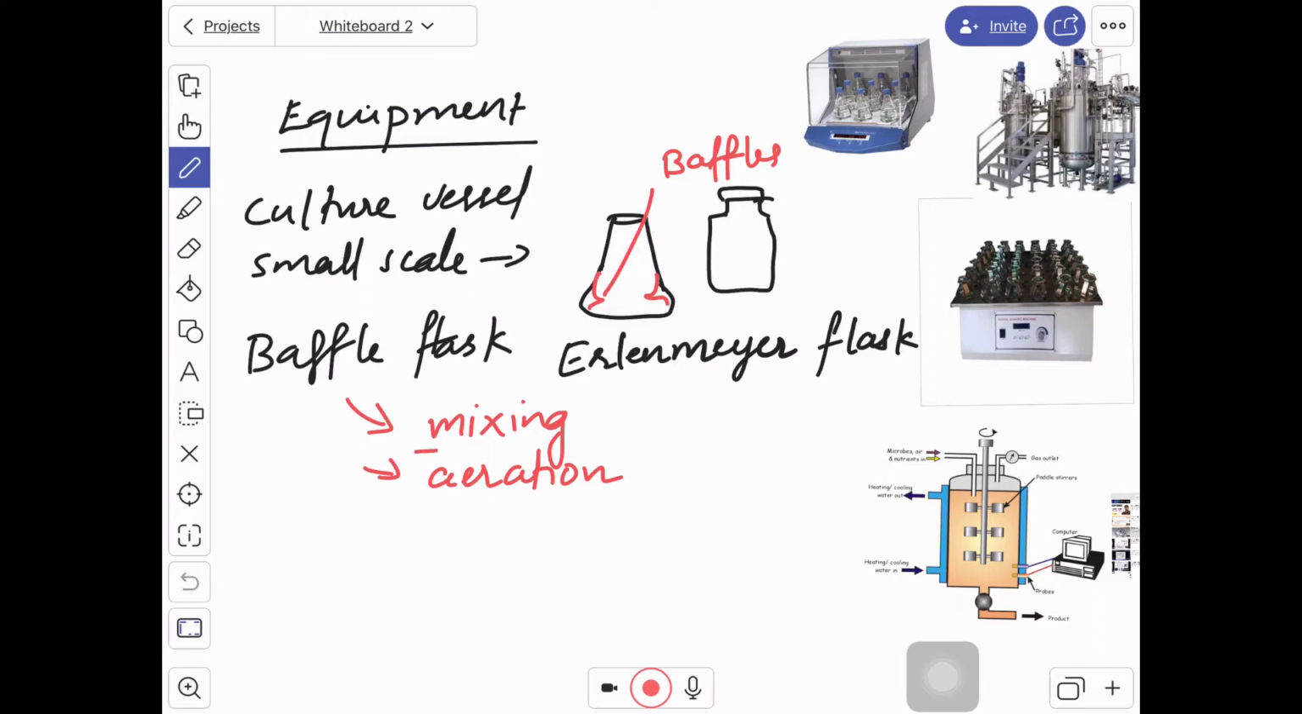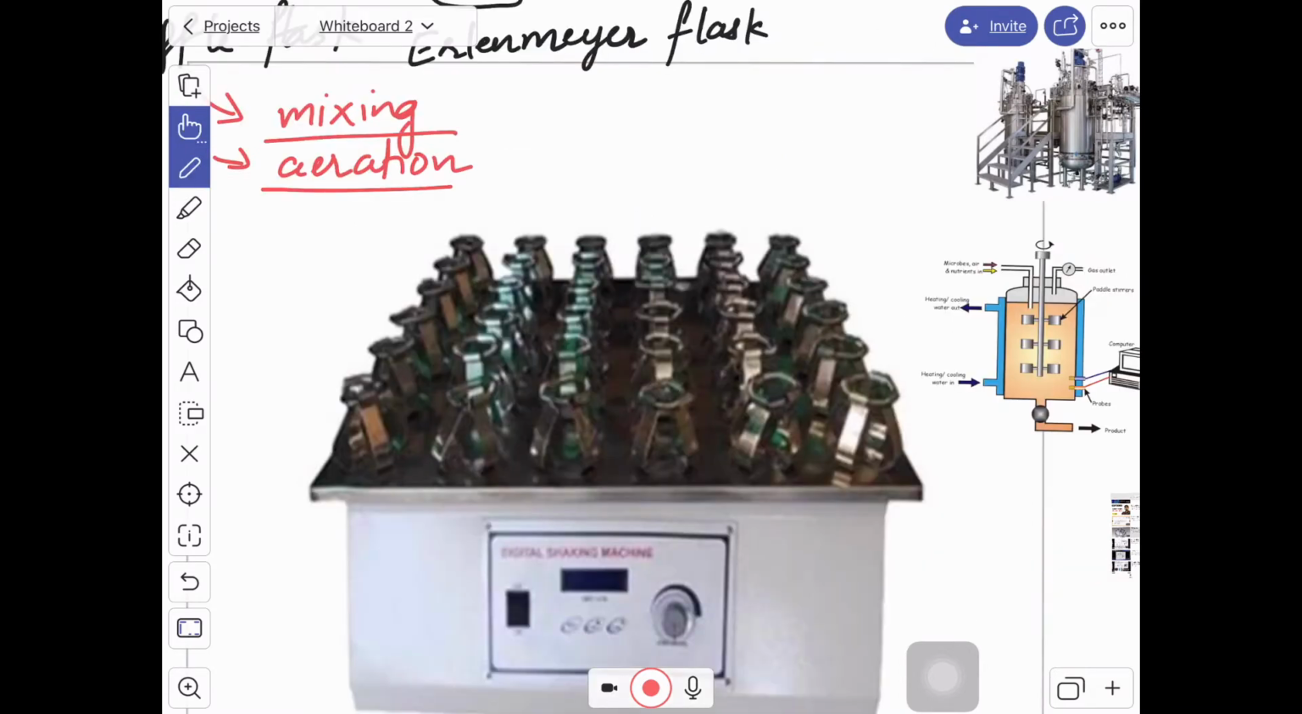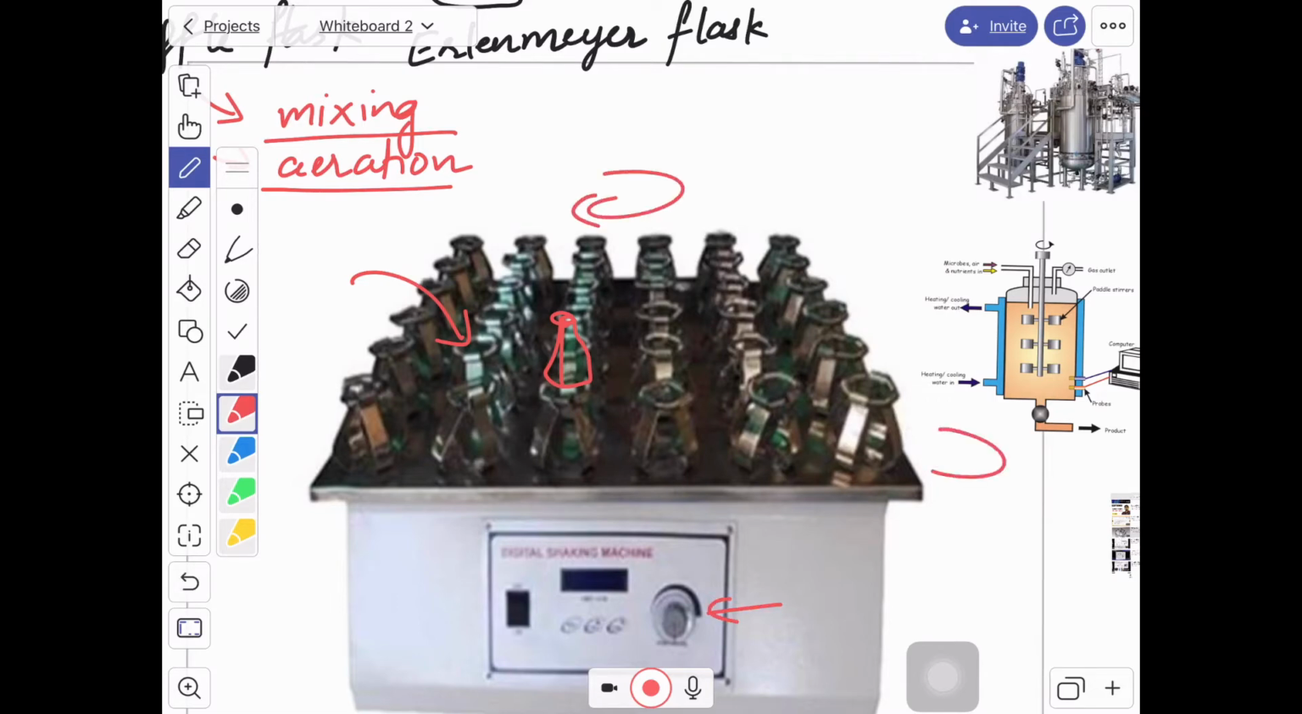And for proper mixing and aeration, the culture bottles need to be mixed thoroughly. So in the laboratory we use certain shakers. We can keep our conical flask in this shaker, and by switching it on, the entire plate will start to rotate. That will improve the mixing of our culture. The culture mixing will also improve aeration. This is normally what we use in our laboratory.